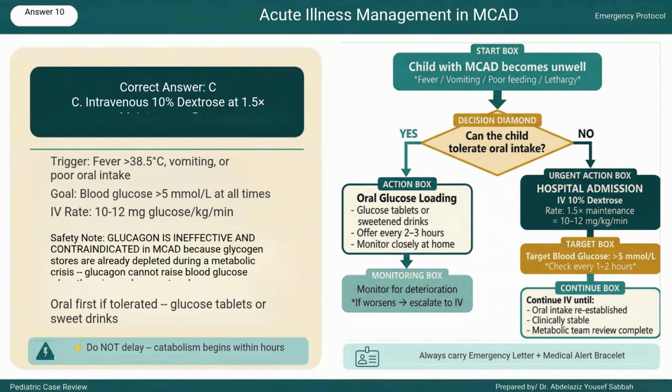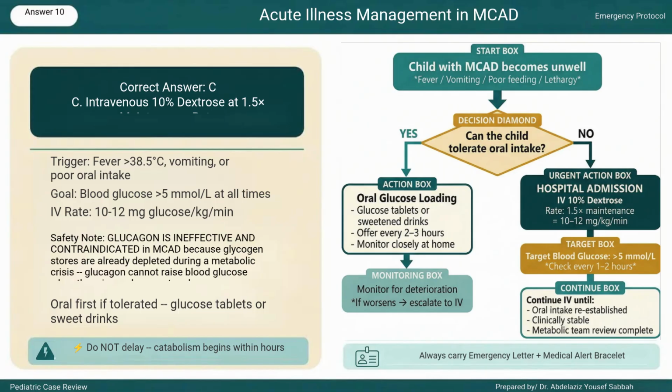A critical safety point: glucagon is ineffective and contraindicated in medium-chain acyl coenzyme A dehydrogenase deficiency because glycogen stores are already depleted during a metabolic crisis. Glucagon cannot raise blood glucose when there is no glycogen to release.